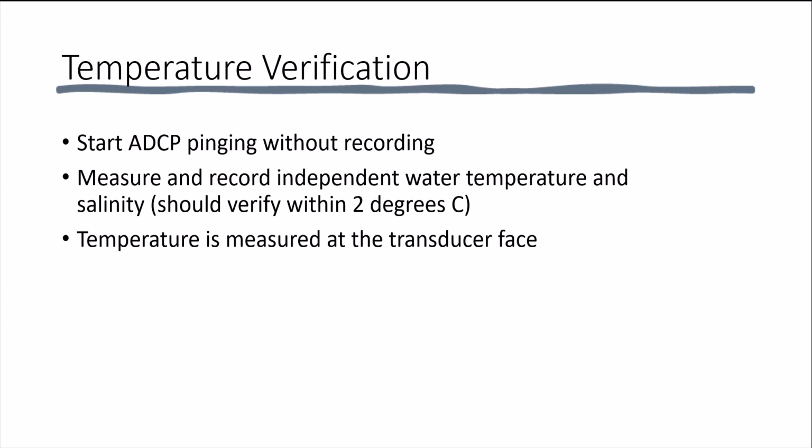You should verify that this independent temperature reading is within 2 degrees of the ADCP's temperature measurement. The temperature and salinity should reflect the values at the transducer face. This is where the Doppler shift is measured. The mean temperature and salinity in the water column will affect the measured depth, but typically streams are well mixed, and the change in water temperature and salinity from the water surface to the stream bed will not introduce substantial bias in the depth measurements.